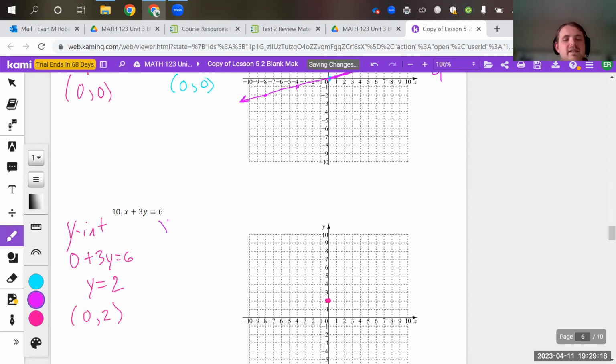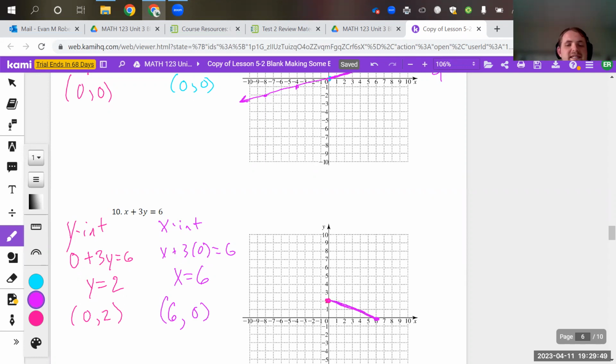For our x-intercept, we've got x plus 3 times 0, because we're plugging in 0 for y, giving me x equals 6. So a lot of times people want to write (0, 6) because that's what they plugged in. But again, your x value is 6, your y value is 0. So it's actually (6, 0). Slope hasn't come into play yet. So from there, you will just connect those dots.